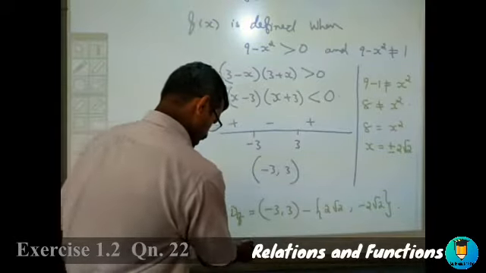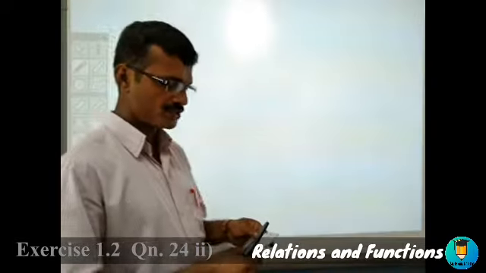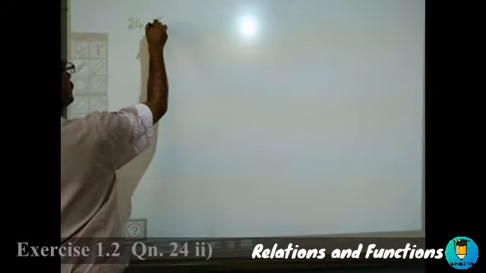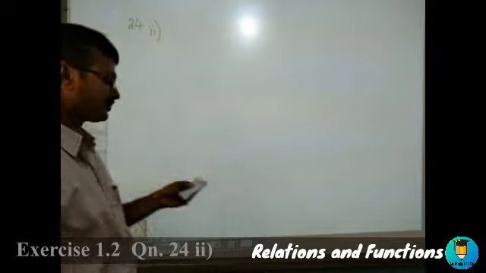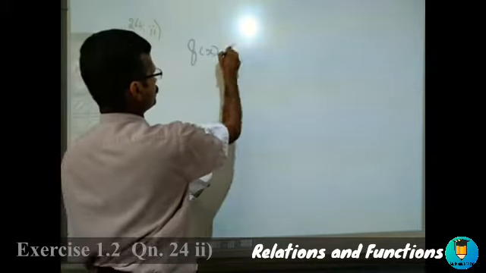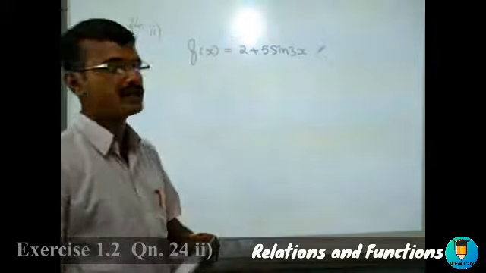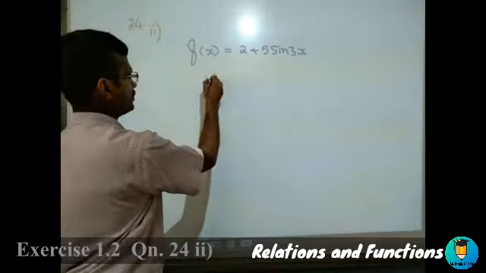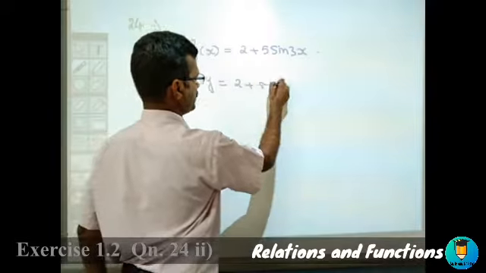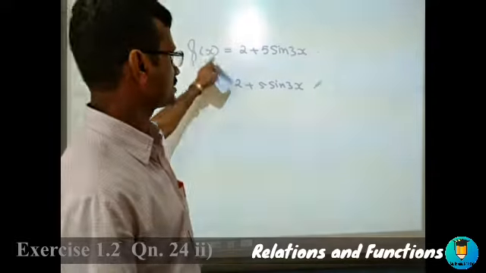This is the question related to the logarithm. Now we will do one question related to trigonometry. That is question number 24, second part. We have to find out the range of the function f(x) equal to 2 plus 5 sin 3x. We have to find out the range with the values of y. This is y only, we know. Question: we have to find out the range of this function, that is the corresponding values of y.